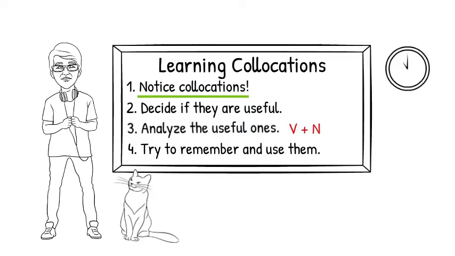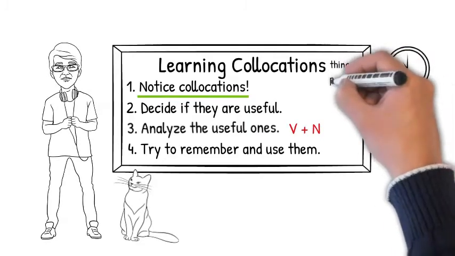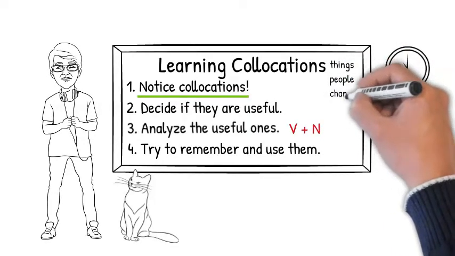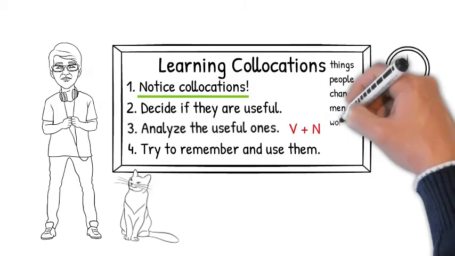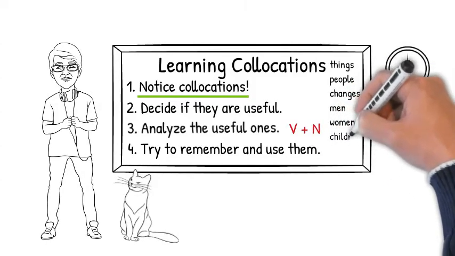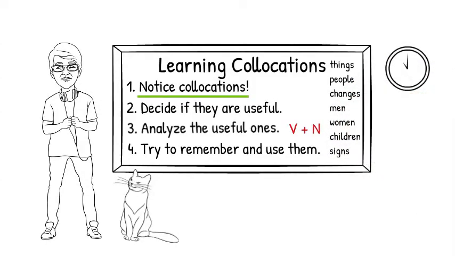used. For example, we see that notice is used with a noun. And we know that we notice things that are around us. That means that the things around us are part of the most common collocations with the verb notice, like notice things, notice people, notice changes, notice men, notice women, notice children, notice signs. These are the most popular nouns used with notice.